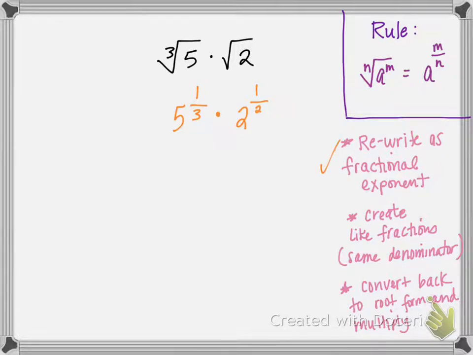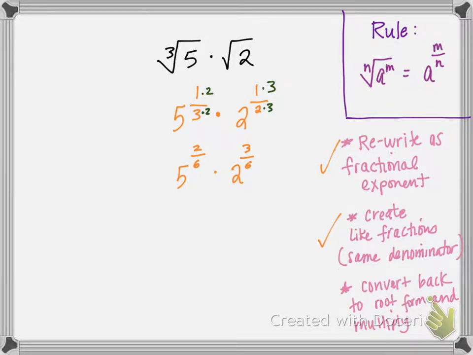Next, we're going to create like fractions. So to convert thirds and halves into the same denominator, we're converting these to sixths. So if I multiply the denominator by 2, I have to multiply the top by 2. And to convert halves to 6, I have to multiply by 3. So if I multiply the denominator, I multiply the numerator. So this becomes 5 to the 2/6 times 2 to the 3/6. So I created like fractions there.